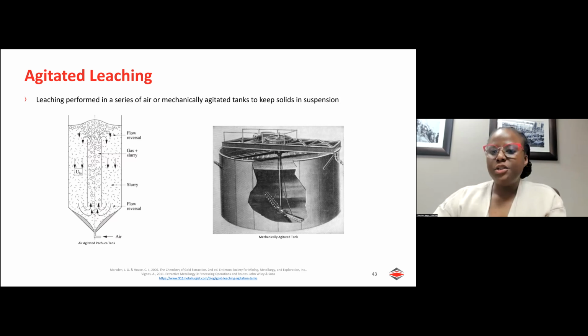Okay, agitated leaching. This takes place in tanks where the solids in a slurry are kept in suspension by air or mechanical agitation. The image on the left shows an example of a Pachuca tank that is air agitated. Then the image on the right shows a mechanically agitated tank that uses rakes at the bottom of a flat-bottomed tank, and that is to keep your solids in suspension.